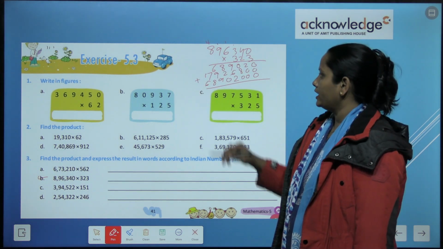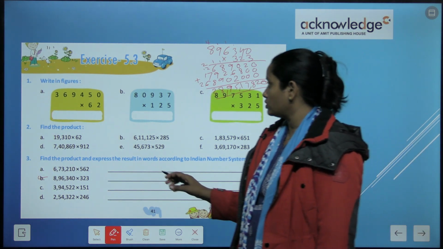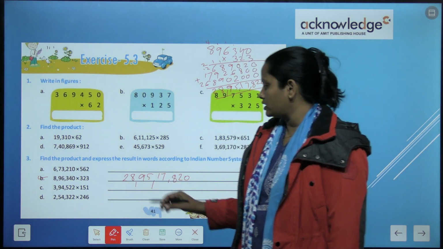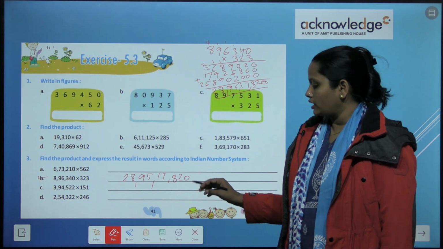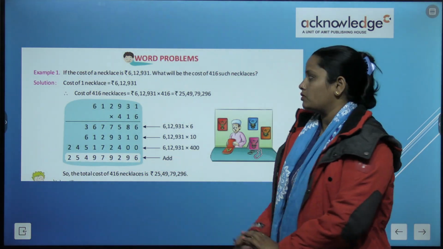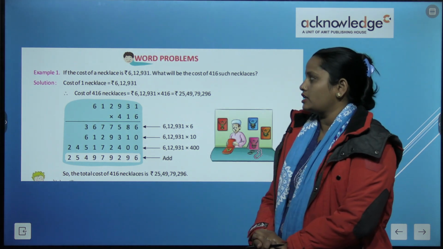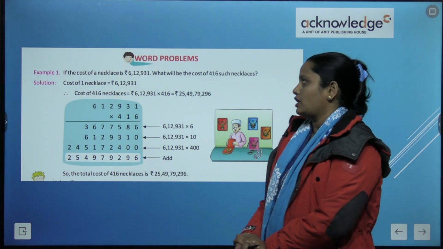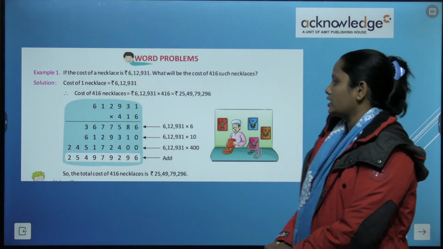Now let's add these numbers. So children, this is the answer that we get. So here the answer is 28 crore 95 lakhs 17,820. Now children, let's learn word problems. Here the first example is given. If the cost of a necklace is rupees 6,12,931, what will be the cost of 416 such necklaces?